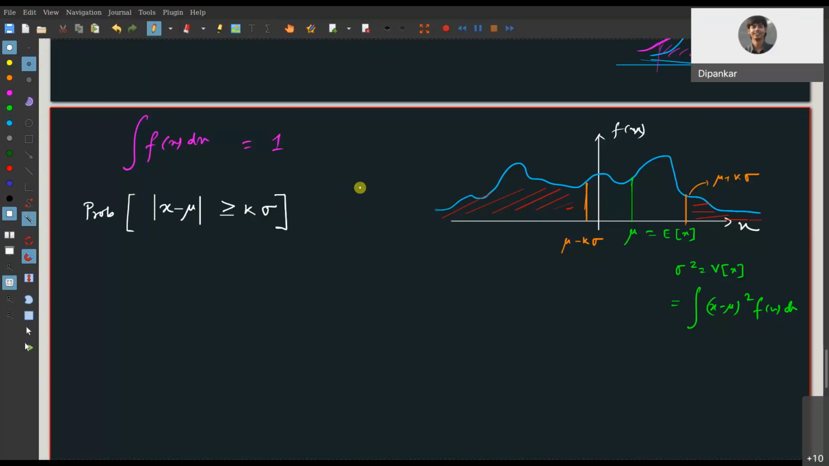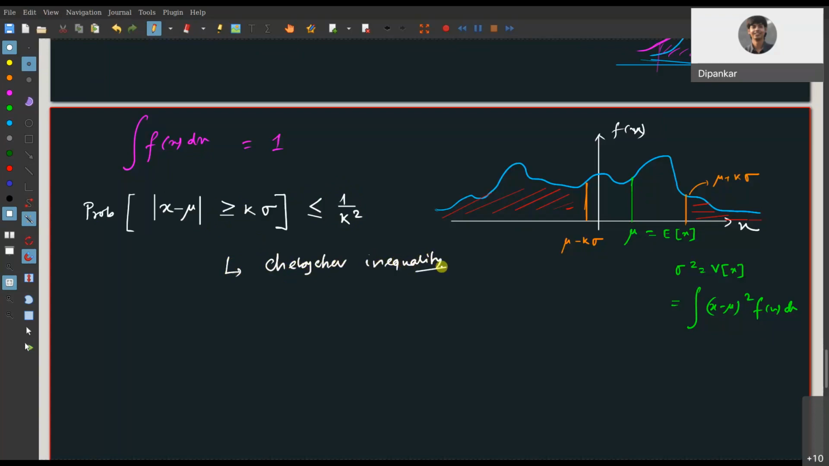So the probability to find x minus mu beyond k sigma would be less than or equal to 1 over k square, no matter what the distribution is. No matter what the distribution is, the probability of finding mod of x minus mu greater than k sigma would always be less than 1 over k square, and this is known as the Chebyshev inequality.